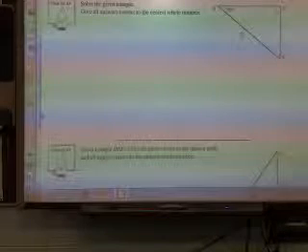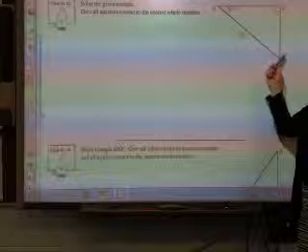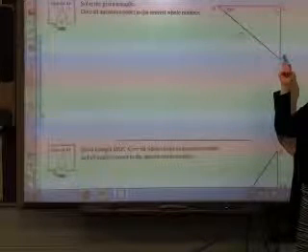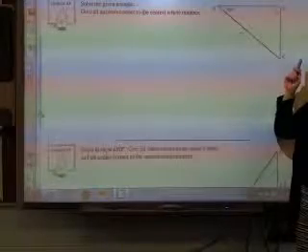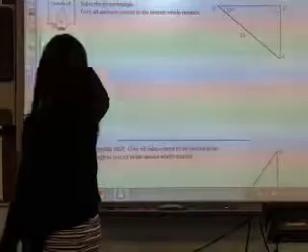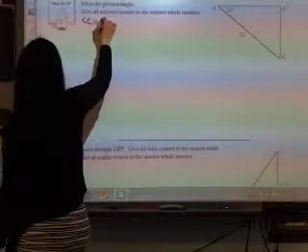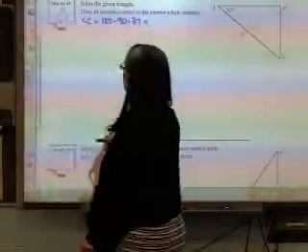So if I look at this triangle ABC, I have angle A, I have angle B. How do I find angle C? You have 2 angles, so don't you add them together and minus 1? Okay, so I can subtract them from 180. And what do I get?